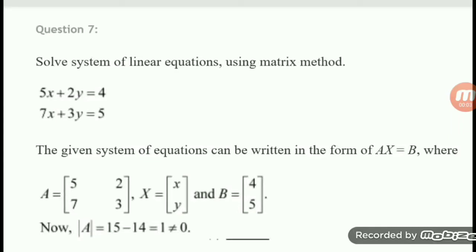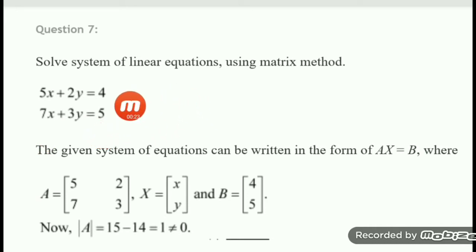Today let us solve a system of linear equations using the matrix method from exercise 4.6. Question number 7 is: solve the system of linear equations using the matrix method. Your equations are 5x + 2y = 4 and 7x + 3y = 5. So what to do here?